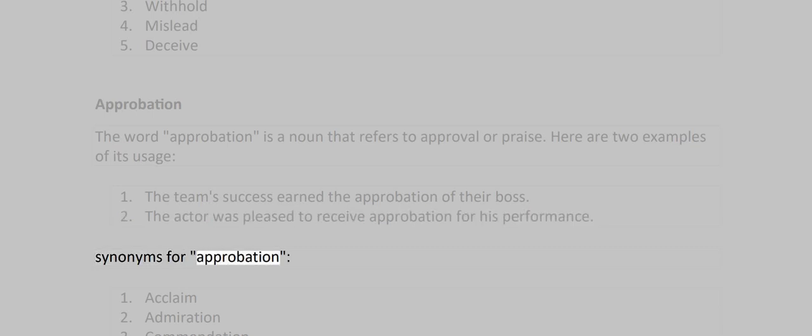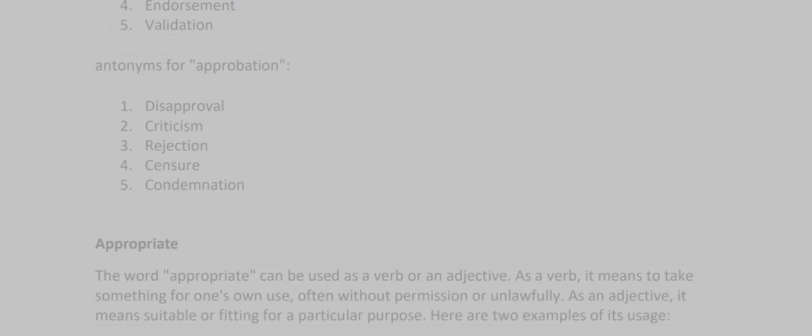Synonyms for approbation. 1. Acclaim. 2. Admiration. 3. Commendation. 4. Endorsement. 5. Validation. Antonyms for approbation. 1. Disapproval. 2. Criticism. 3. Rejection. 4. Censure. 5. Condemnation.